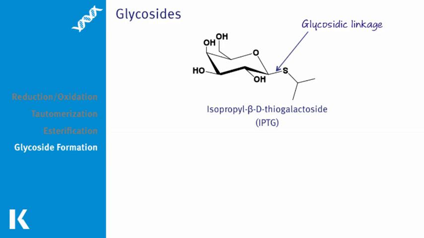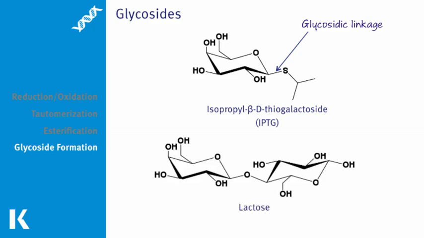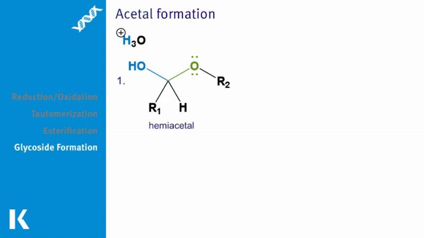You may be thinking that glycosidic linkages are familiar, and that's because they're the same type of bond that we see in disaccharides and other polysaccharides that join the monosaccharides. Here in lactose, that is the bond with O in the middle that bonds one molecule of glucose to a molecule of galactose. Now for the mechanism.